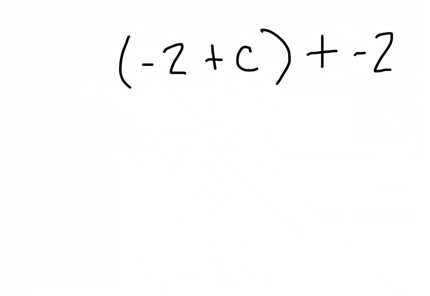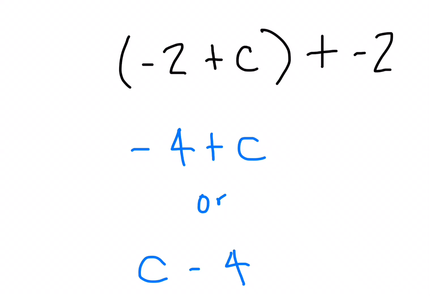Our next example, we have negative 2 plus c plus negative 2. Before you make a silly mistake and say the negative 2 and the negative 2 cancel, that's impossible. You're not solving any equations here. We're just simplifying. We're cleaning it up. So we have negative 2 and negative 2, and that becomes negative 4. And then we just bring plus c down. Or it could also be c minus 4. Either would be correct.